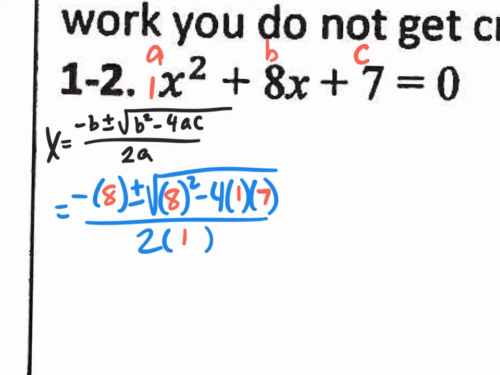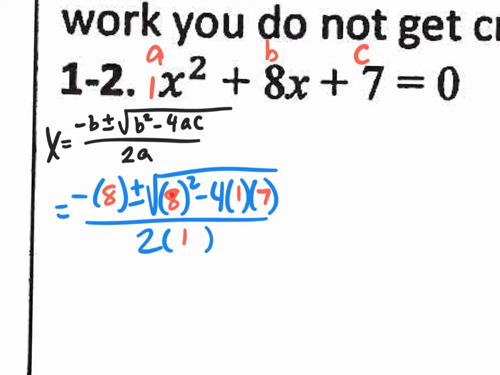Now, ladies and gentlemen, this inside value, the b squared minus 4ac, that's called your discriminant value. The discriminant value is the value inside the square root, not including the square root, just the value inside the square root. And the discriminant does tell you a lot, and you need to know that stuff for question 9, as we'll get to later on.